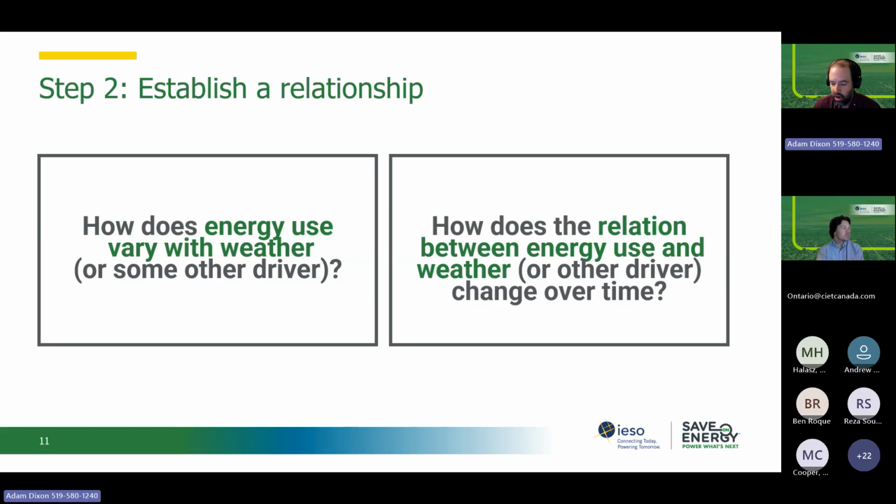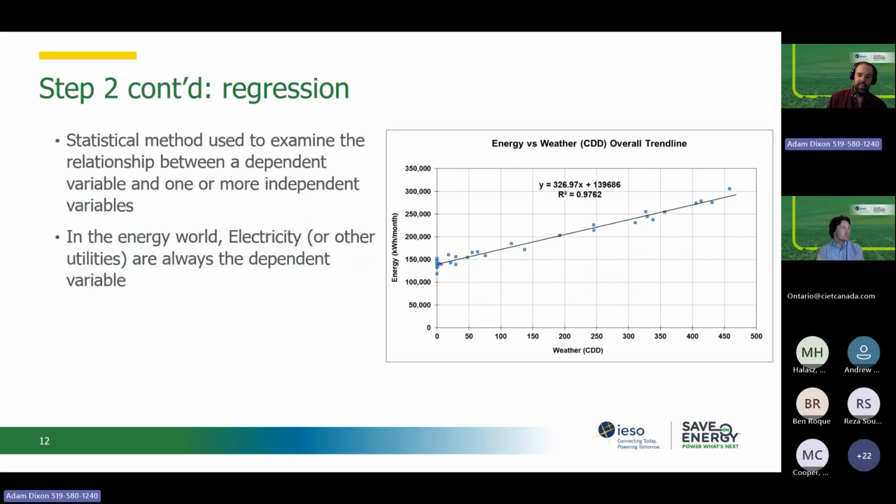We're going to dive into R squared. That's maybe as deep as we're going to go on statistics today. I think most people understand R squared. You can see on the graph here R squared equals 0.97. What that is saying is that the relationship we've established here is explaining 97.6% of the variation in this data. So we have a good relationship in this case between weather and our electricity consumption in this building.